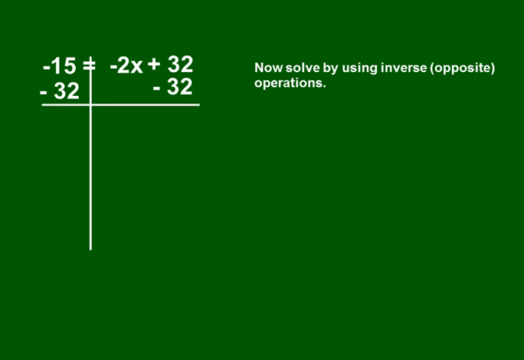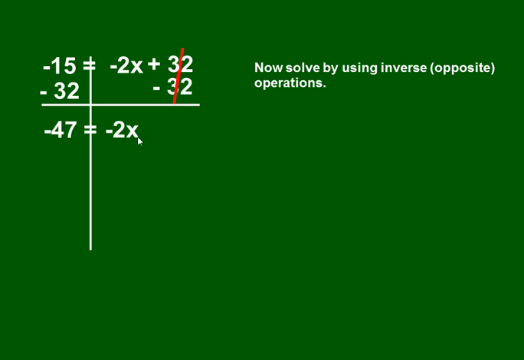Draw your line here. This line tells you that I'm doing some operations. Positive 32 minus 32 is 0. So we don't need to write that. We can just cross it out. Bring down the negative 2x. On the left side, I would punch in my calculator, negative 15 minus 32. Be really careful with your operations here and use your calculator. Negative 15 minus 32 is negative 47.